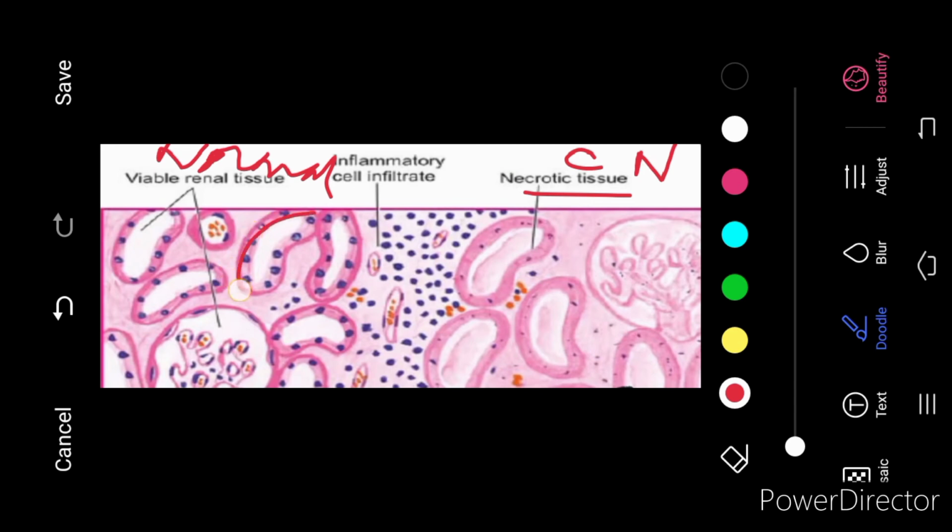Here we can see these are the tubules and these are the glomerulus of a kidney. In coagulative necrosis of the kidney, we can see only the architecture of a cell. We cannot see the cytoplasmic and nuclear details of a cell. The nucleus is either absent or pyknotic, and the cytoplasm is more eosinophilic. And at the junction, we can see abundant lymphocytes causing inflammation, which is a feature of necrosis.